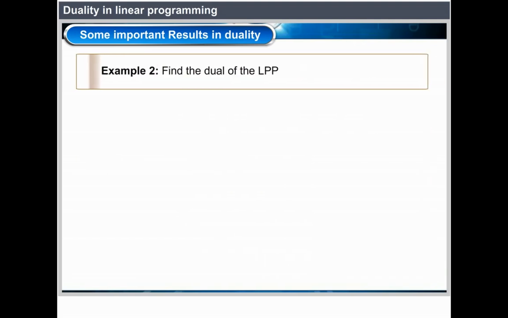Example 2. Find the dual of the LPP, that means linear programming problem.